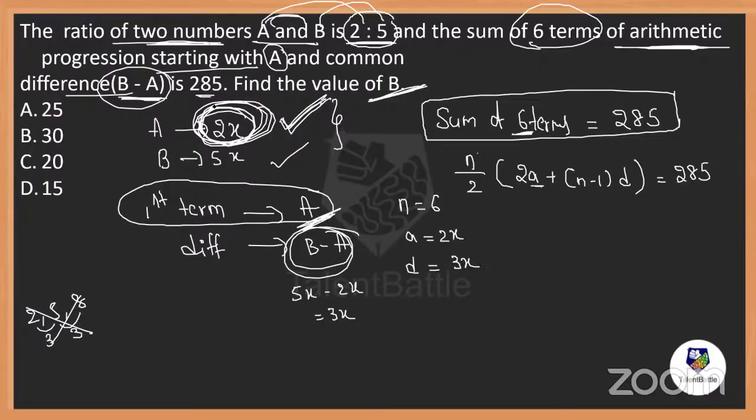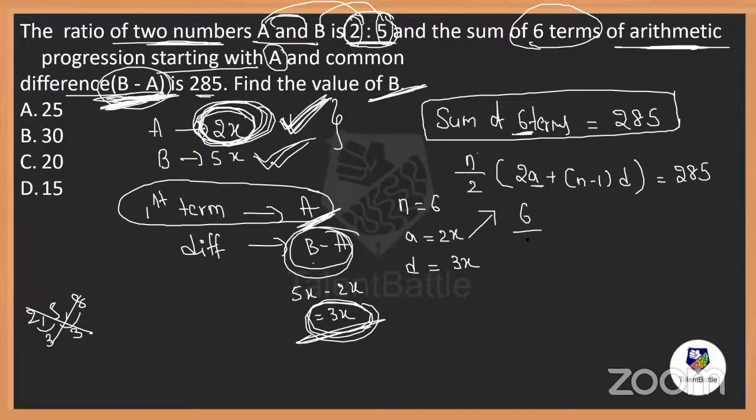They clearly told you the common difference is nothing but B minus A. B we imagine as 5x and A we imagine as 2x. So how much is the difference between them? 3x. So just substitute it over here and you will get the value of x. As per the ratio, first we imagine 2x and 5x. The first term is A, which is 2x, and the common difference is B minus A, which means 3x. So what is the value of x?